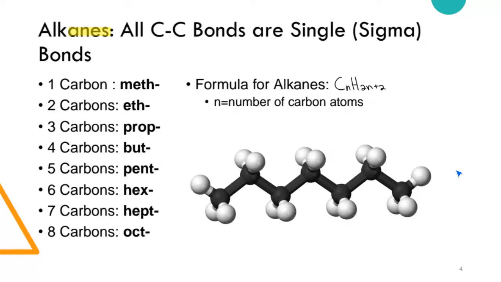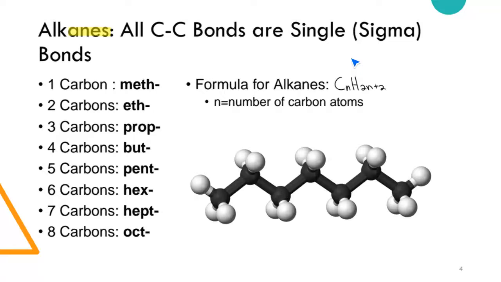Okay. So, classes of organic compounds. We have alkanes, okay, and this ANE tells us that all the CC bonds are single bonds, which we also call sigma bonds, okay, which are that head-to-head overlap. Okay, and the molecular formula for alkanes is generally CnH2n+2. So if you see a compound with that molecular formula, you can know that it's an alkane, that there's all single bonds. Okay, and n is just the number of carbon atoms.